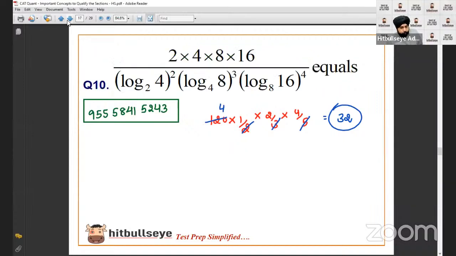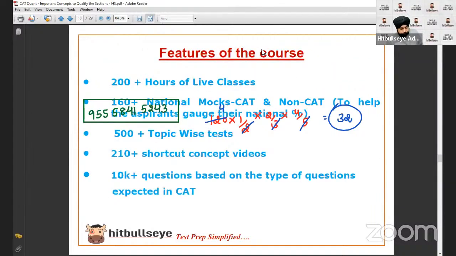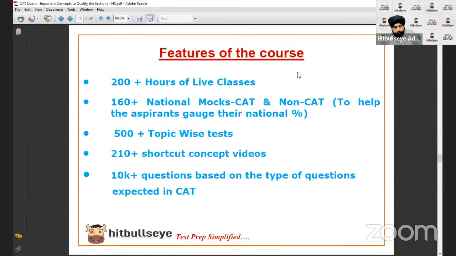Now talking about the course for which you all are here. People, you're going to get more than 200 hours of live classes. You're going to get 160 plus national level mock CATs and non-CATs to help you gauge your national level percentile. More than 500 topic-wise tests, 200 plus shortcut concept videos, and more than 10,000 questions based on the type of questions expected in the CAT paper.